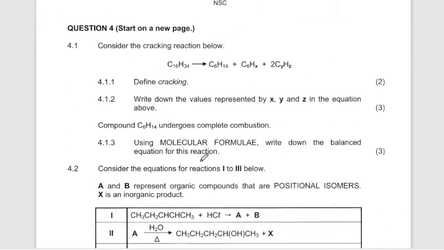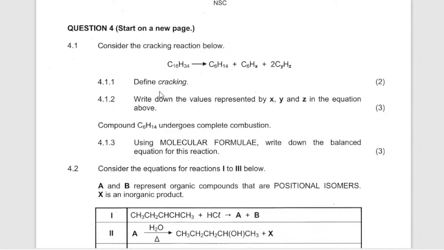Okay, they're saying cracking. When you talk about cracking, you are breaking molecules. Define cracking. Cracking means breaking down large molecules into smaller useful molecules. They want the word useful. Large molecules into smaller useful molecules, which can be used in different activities.